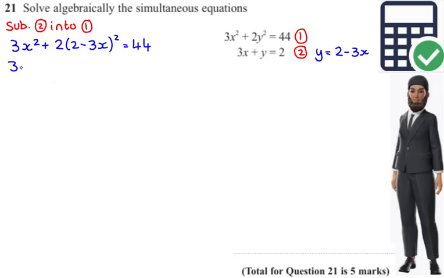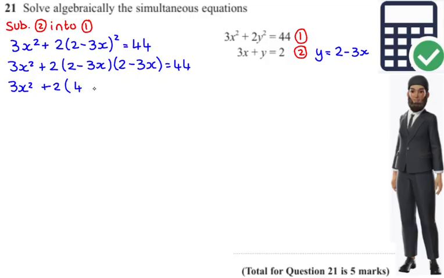You get 3x squared plus 2 lots of, well, this is a bracket being squared, so let's rewrite it 2 times: 2 minus 3x multiplied by 2 minus 3x is equal to 44. Then one more time, let's expand it out. 3x squared plus 2 lots of 2 times 2 is 4, 2 times minus 3x is minus 6x, minus 3x times 2 is minus 6x, plus 9x squared. And I need to close the brackets, is equal to 44.